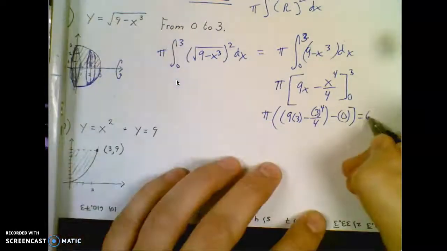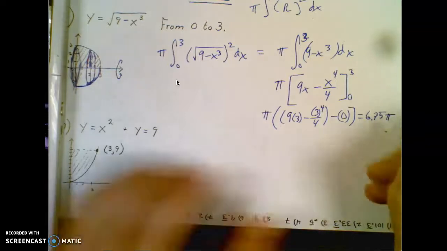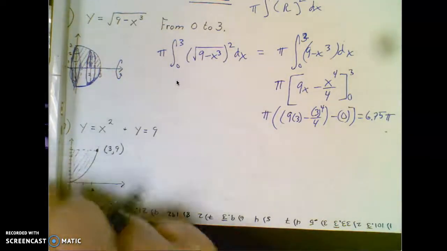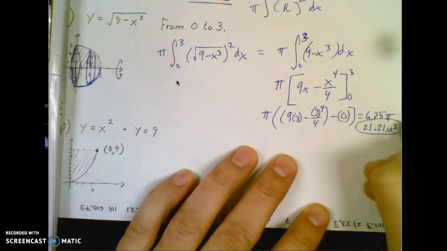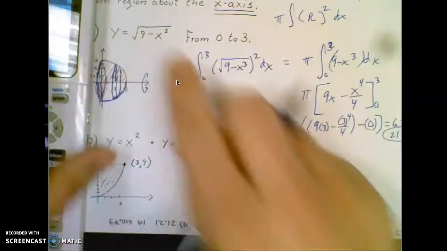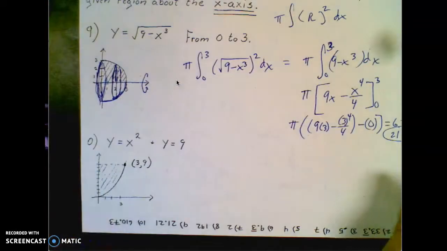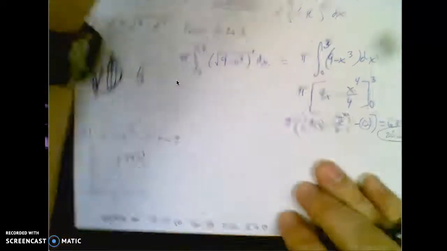Which when I multiply that by pi, comes out to be 21.21 units cubed. So the volume of that half an orange is 21.21 units cubed, which is kind of cool.